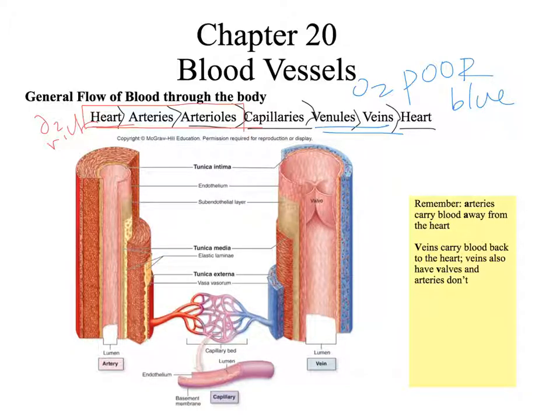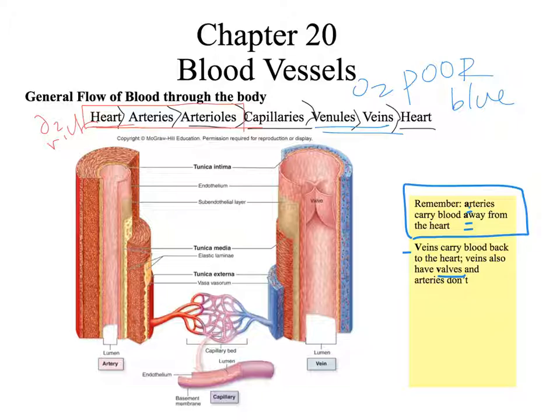Okay, so if we look at this structure, I want you to remember the best way to remember arteries and veins. Arteries are going to carry blood away from the heart, so that's an A and an A. And then veins are going to carry blood back to the heart. Veins also have valves, and arteries don't have valves. The valves are going to prevent backflow, and we'll talk about that in a minute.